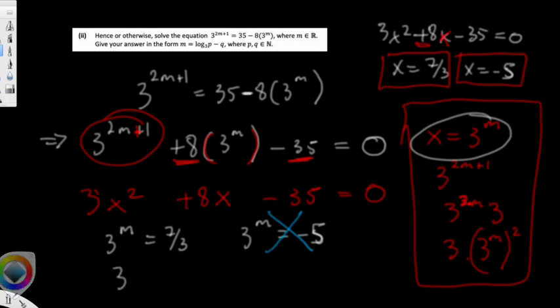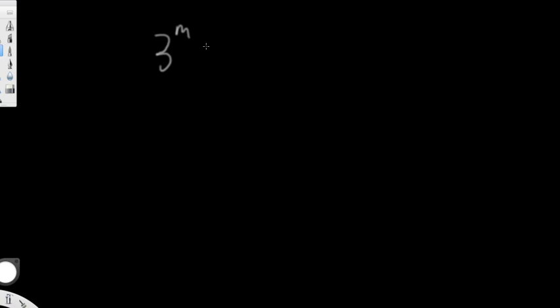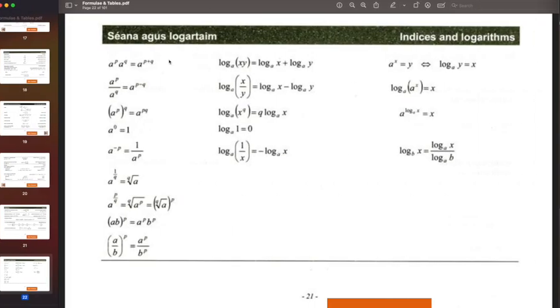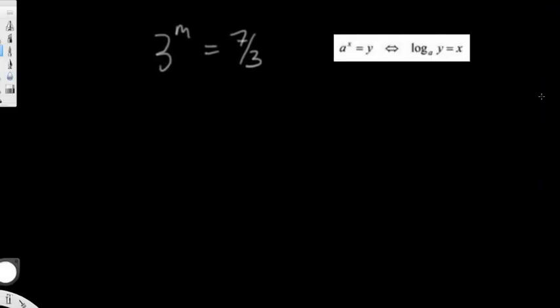Now 3 to the power of m is equal to 7 over 3. We're going to have to get this m out of the index. So let me go to a new page for that. So 3 to the power of m is equal to 7 over 3. If we go back and look at the tables again, this is a column for indices, this is a column for logs, and this is how we combine indices and logs. The most important formula on this page is this one here. So let me just bring it across.